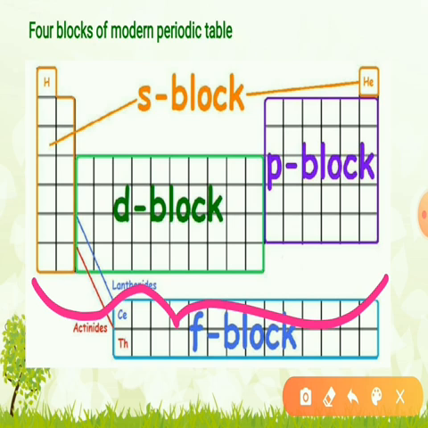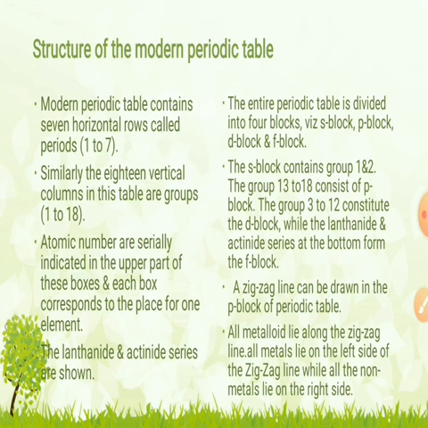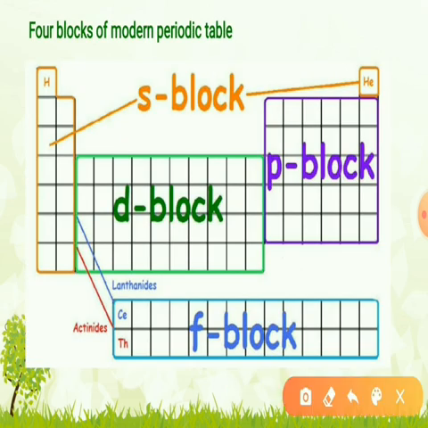The arrangement of periods and groups results in the formation of boxes. You can see these small boxes. The atomic numbers are serially indicated in the upper part of these boxes, and each box corresponds to the place of one element. See, this is one box which corresponds to hydrogen, this is another box which corresponds to helium, and here are several boxes, each corresponding to one element.